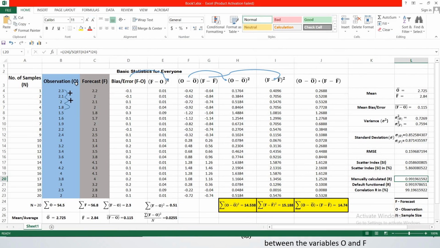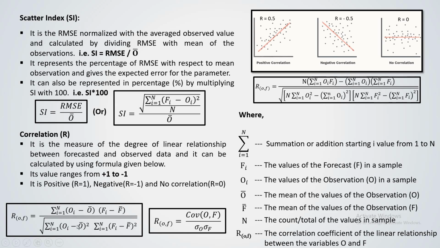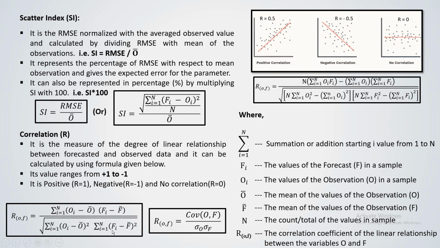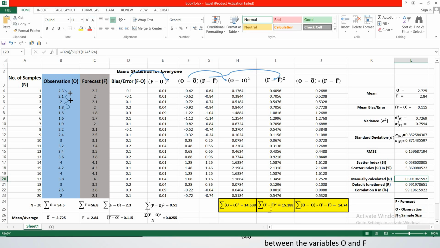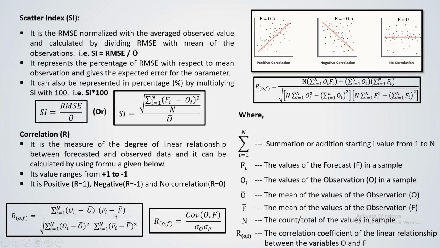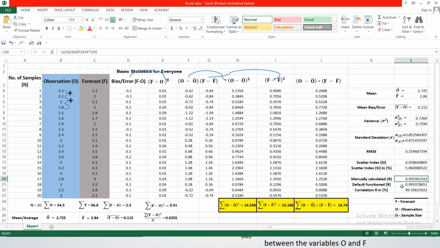So square root of, what is this term? H24. What is H24? Sigma (O minus O bar) squared, into I24. What is I24? Sigma (F minus F bar) squared. So J24 represents the sigma (O minus O bar) into (F minus F bar), divided by the square root of H24, which represents sigma (O minus O bar) squared, into I24, which represents sigma (F minus F bar) squared. This is the definition of the correlation, right? If I click enter, I will get the value of the correlation, that is 0.99.